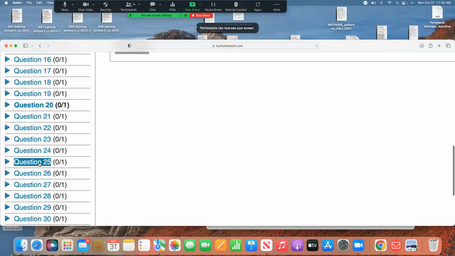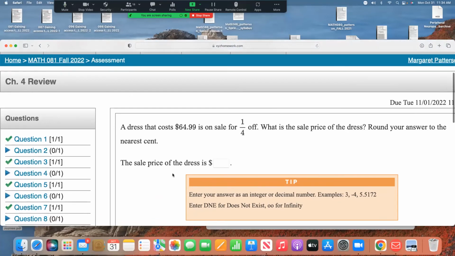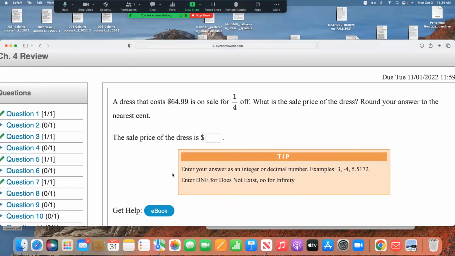And while you're at it, they have some weird ones here. But we're going to go shopping here. A dress that costs $64.99 is on sale for 1/4 off. What is the sale price?